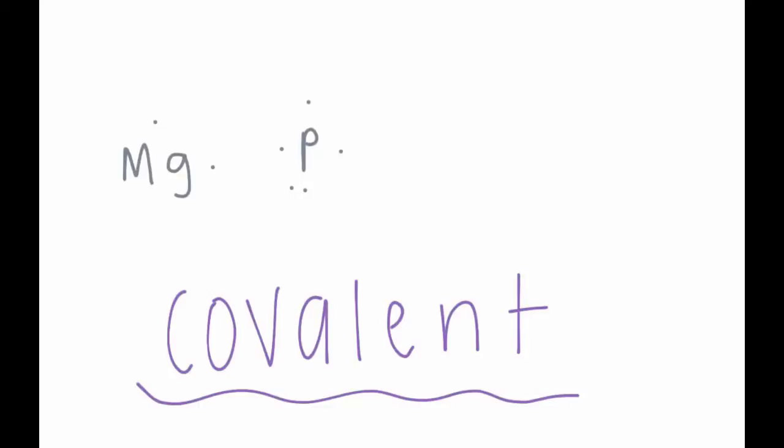The first two elements we start out with are magnesium and phosphorus. Magnesium and phosphorus are going to create a covalent bond, which means that they share electrons. Magnesium has 2 electrons and phosphorus has 5 electrons. So we're going to take the electrons of magnesium and share them with phosphorus. We'll move this one over here and then this one over here.